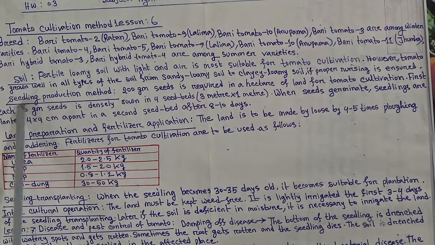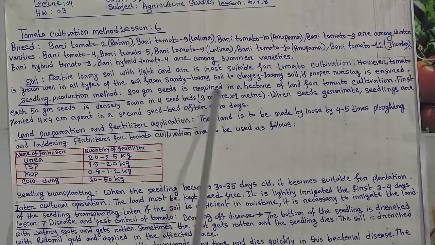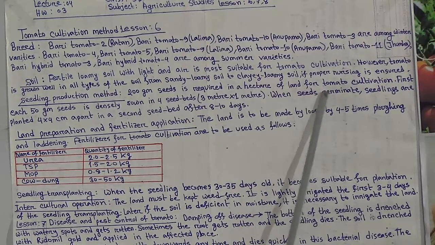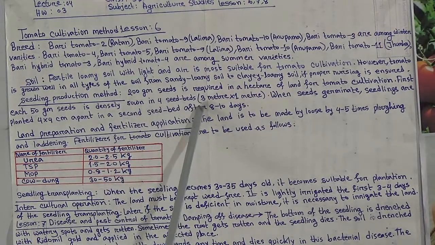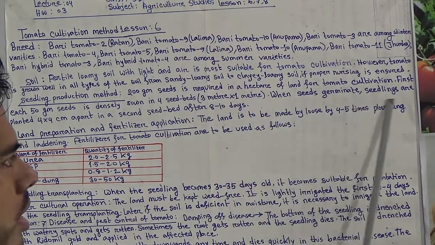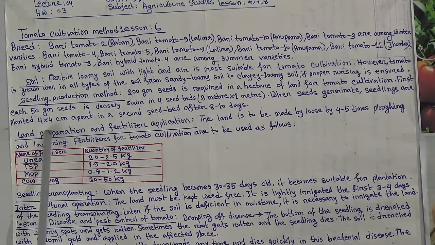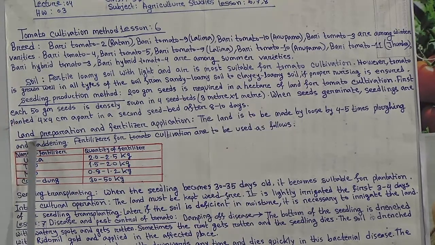Okay, now seedling production method. 200 gram seeds is required in a hectare of land for tomato cultivation. First, each 50 gram seeds is densely sown in 4 seed beds. The proportion should be followed, 3 meter into 1 meter. When seeds germinate, seedlings are planted 4 into 4 centimeter apart in a second seed bed after 8 or 10 days.